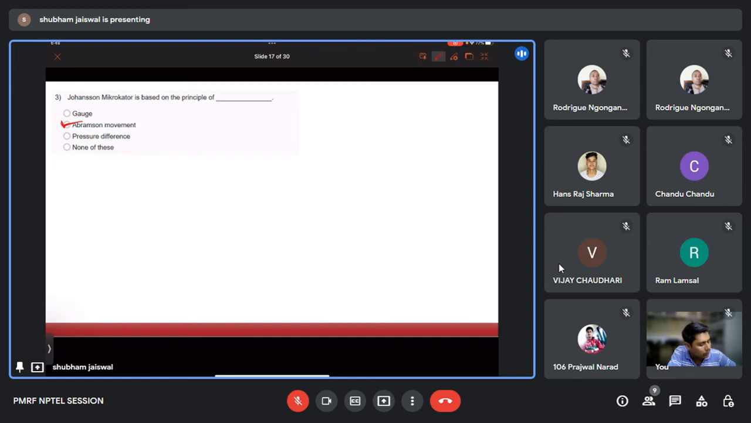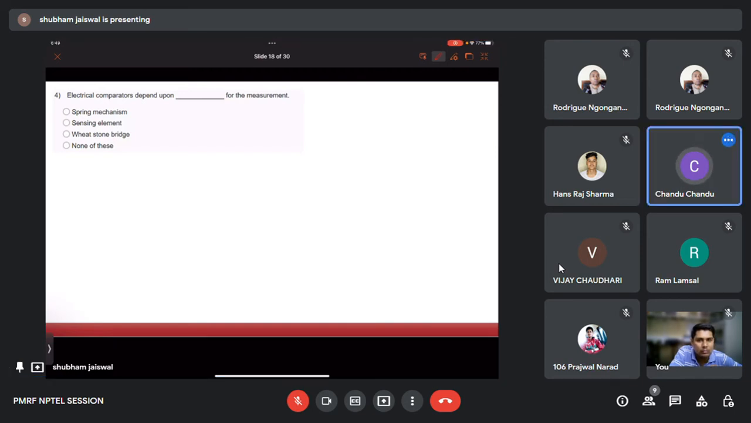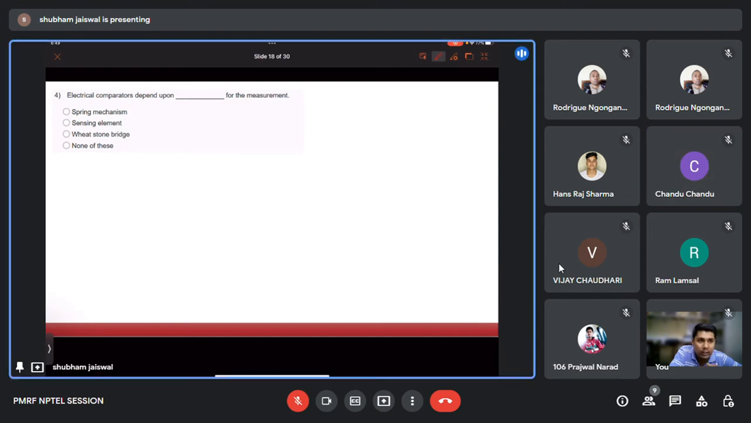So moving to our next question. The electric comparators depend upon which of the following for the measurement: spring mechanism, sensing element, Wheatstone bridge, none of these. Anyone? Sensing element, sir. Okay, any other option?